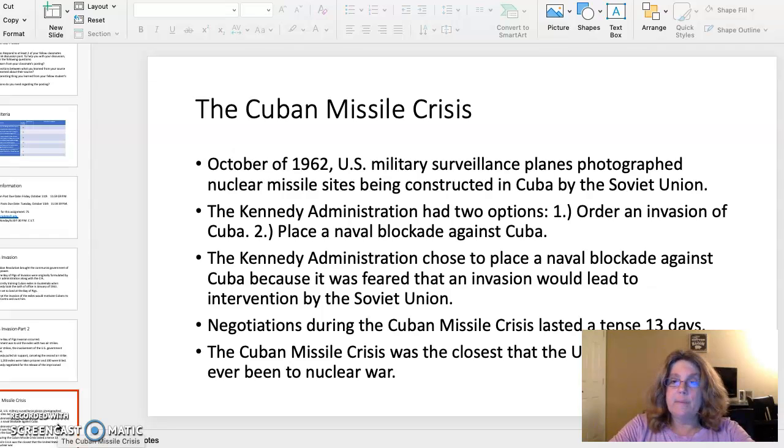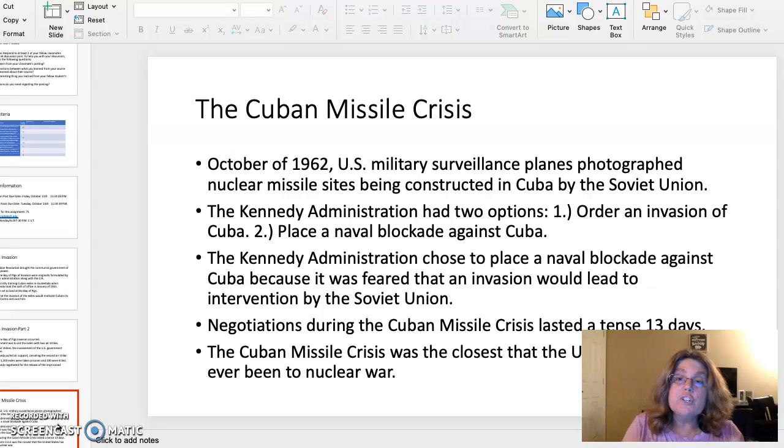The second topic I want to go over with you involves Cuba, but it happened about a year and a half later. A lot of people confuse the Bay of Pigs and the Cuban Missile Crisis. Don't. The Bay of Pigs occurred in April of 1961, and the Cuban Missile Crisis occurred a year and a half later in October 1962, a very tense 13 days. In October 1962, U.S. military surveillance planes were photographing nuclear missile sites being constructed in Cuba by the Soviet Union.